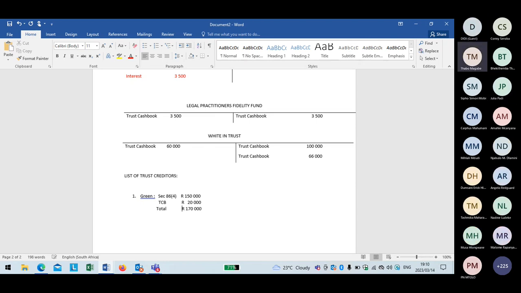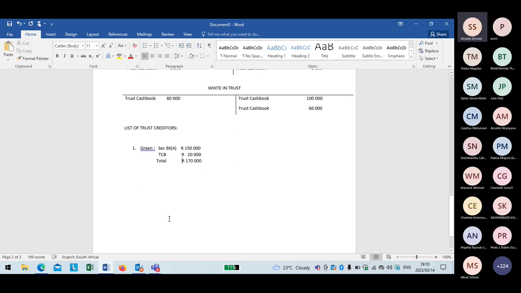Prof. Yes, just a quick question. When it comes to the balances, is it fine if we start by the trust ledgers and the trust account before we go to the investments? My question is, we deal with the balances in their respective ledgers, and then after we're done with that, we go to investments. Yes, that is what we were doing.